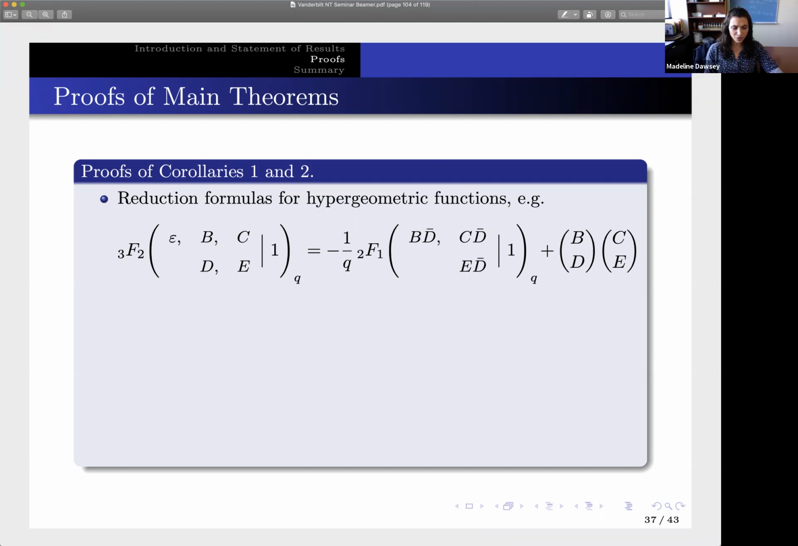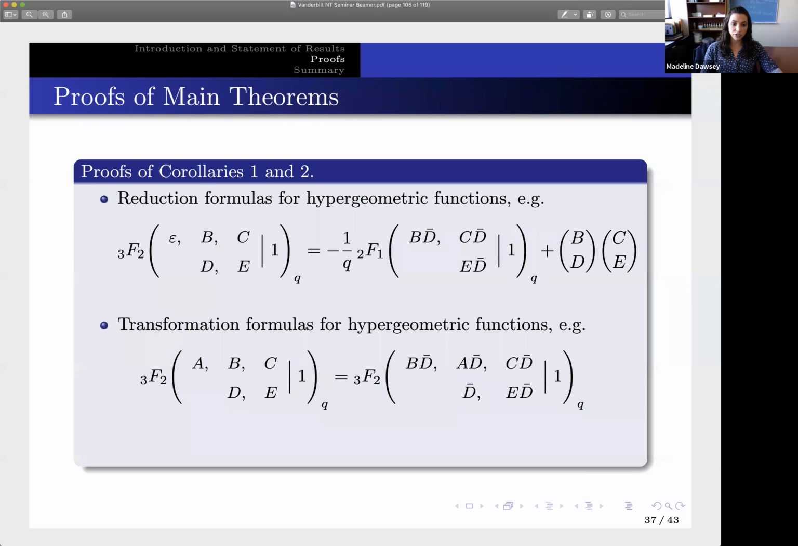And so we had to use reduction formulas for hypergeometric functions that look kind of like this, reducing from 3F2s to 2F1s. We also had to use these transformation formulas. There's a bunch of these where you have a 3F2 and all these characters inside, and then you change the characters around, and those are equal. Okay, so those were really useful.